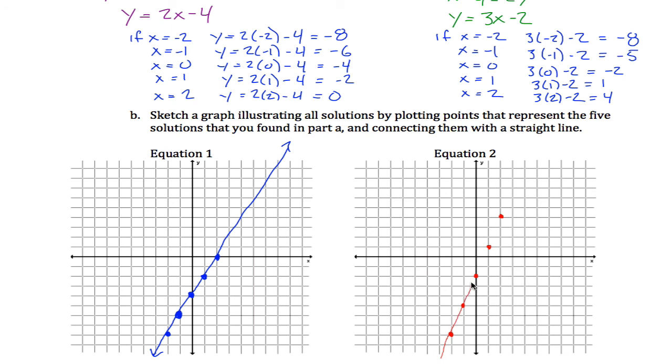And I'll try my best to connect those with a straight line, although, again, it's a little bit hard to do on a computer. Something like that. And I think that's everything. We figured out 5 specific solutions for each one. But then these lines are supposed to represent all of the solutions. So that is the end of this perfect problem.